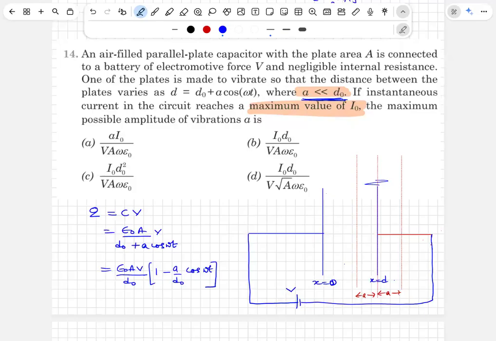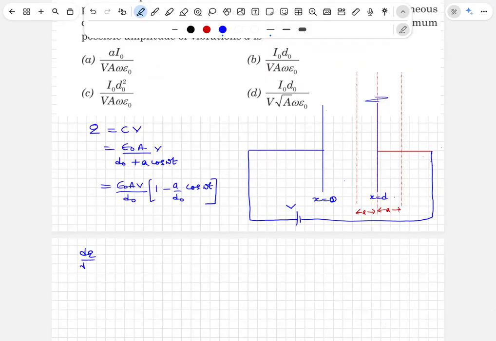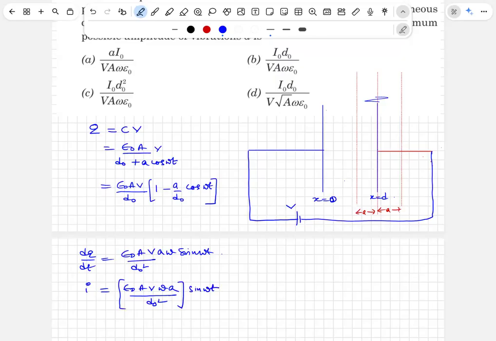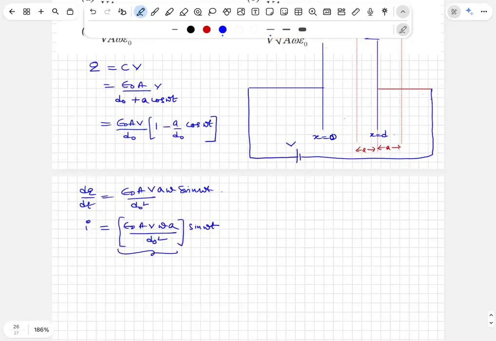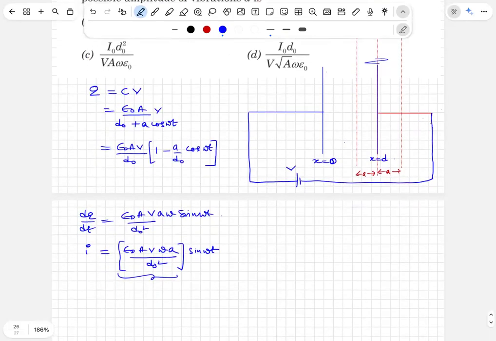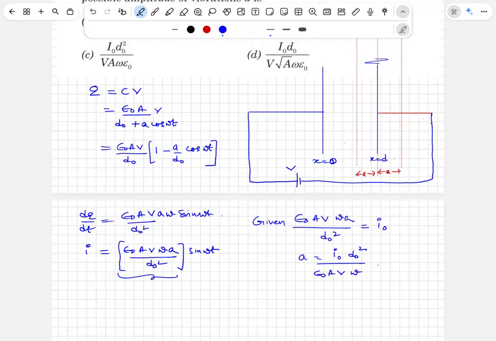If the instantaneous current reaches a maximum value, first dq by dt, epsilon naught A V by d naught square, A omega sin omega t. This is what is called the current. Epsilon naught A V omega A by d naught square, sin omega t. This part, I naught, is what you want. The maximum possible amplitude of vibration is given by epsilon naught A V omega A by d naught square is I naught. So you want A is I naught d naught square by epsilon naught A V omega.